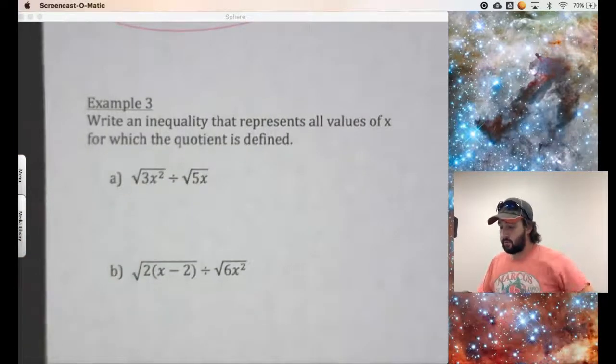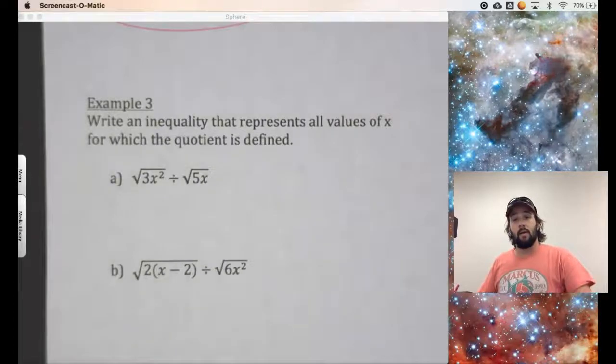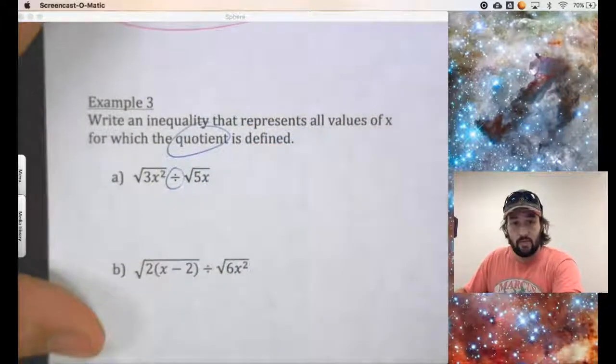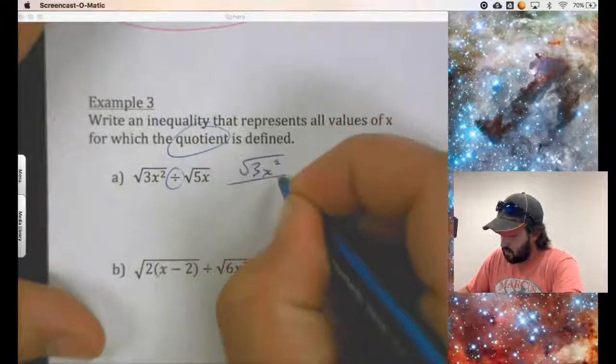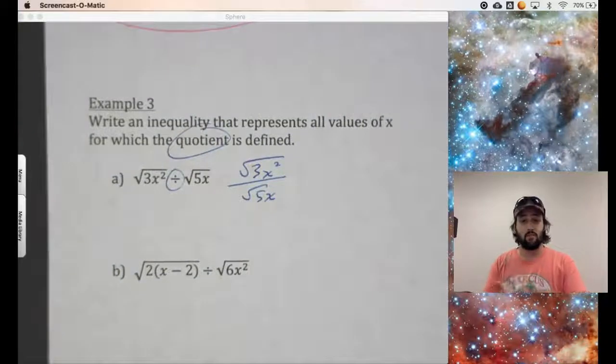All right, write an inequality that represents all values of x for which the quotient is defined. So now with quotients, don't forget that this is really division, right? We have a division sign there. So this is the square root of 3x squared over the square root of 5x. So now you guys have to remember you cannot divide by 0. No dividing by 0, not possible. So we kind of have two restrictions going on here.